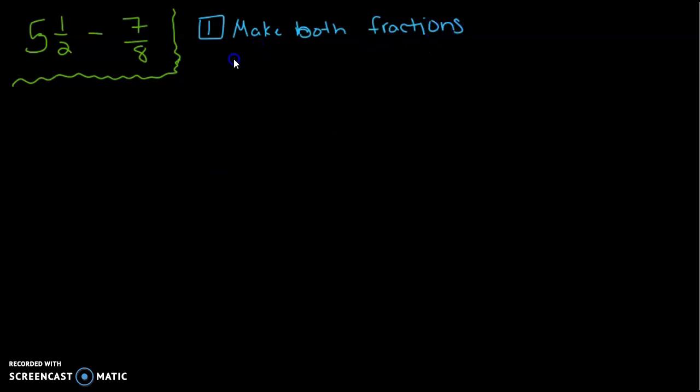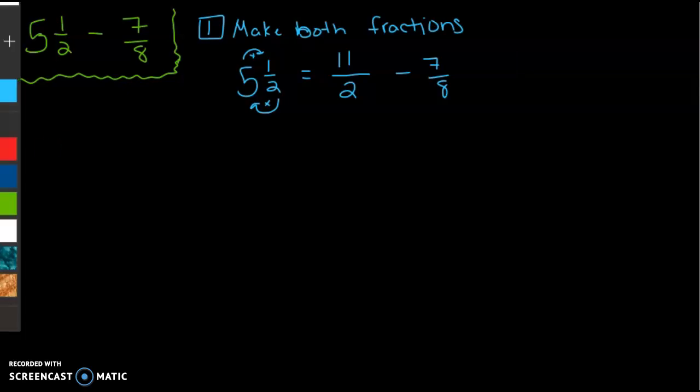In order to take 5 1/2 over to be a fraction, we use our little procedure. We keep the denominator of 2, and then we do 2 times 5, or 2 times the big number, plus the one at the top. So 2 times 5 is 10, plus 1 more is 11. And then 7/8 is already a fraction, so we don't have to do anything with that one. That's the first step. We can't subtract fractions until they're at least fractions. So the next one, let's go into step 2.